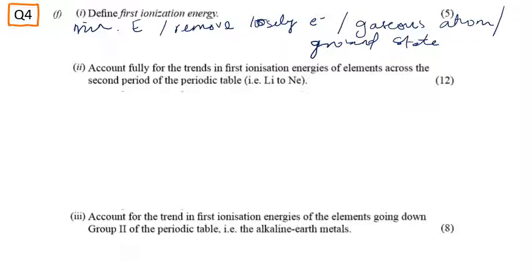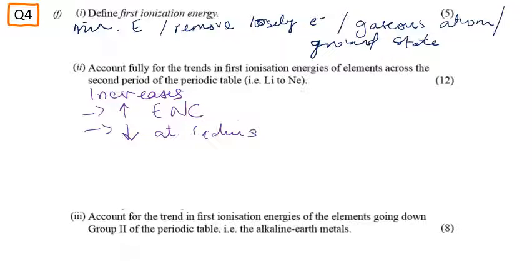So across a period, we know that ionization energy increases. So that's my general trend. And the reason for that is due to the increased effective nuclear charge, I'm just writing it shorthand here, and our decreasing atomic radius. So when I see that this is worth 12 marks here, and I've only given 3 bits of information, I'm probably going to need a bit more.